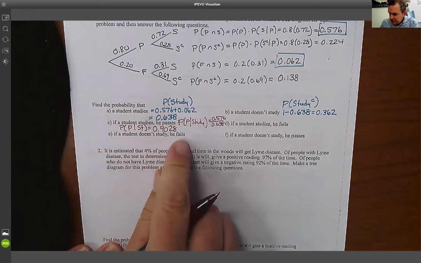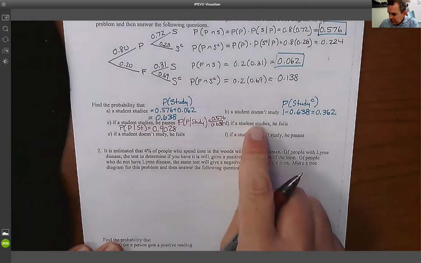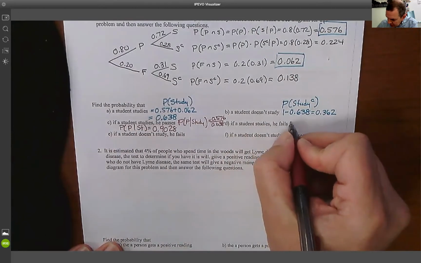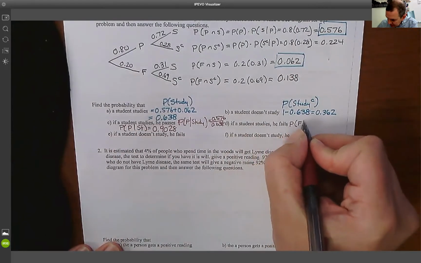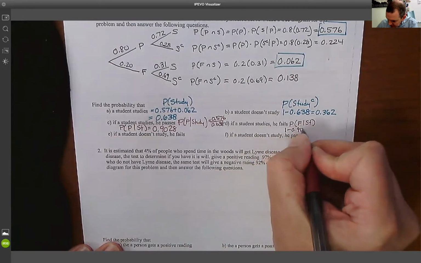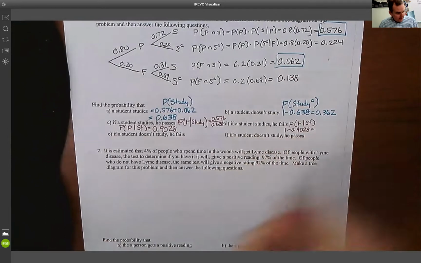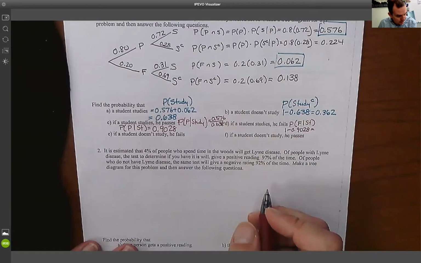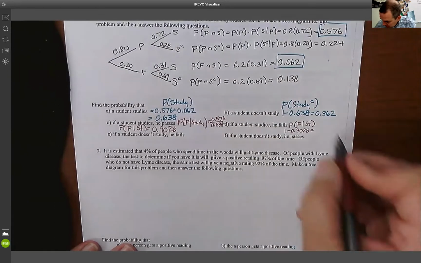If a student studies, he fails. So this is the complement to this. So the probability that someone fails, given that they studied, I'm going to do 1 minus 0.9028. And that's going to equal about 9%, so 0.0972.